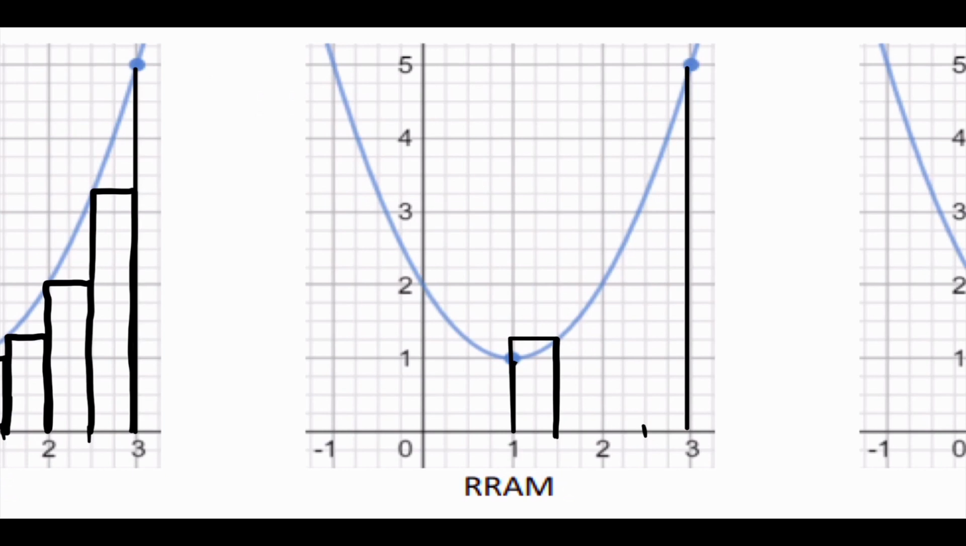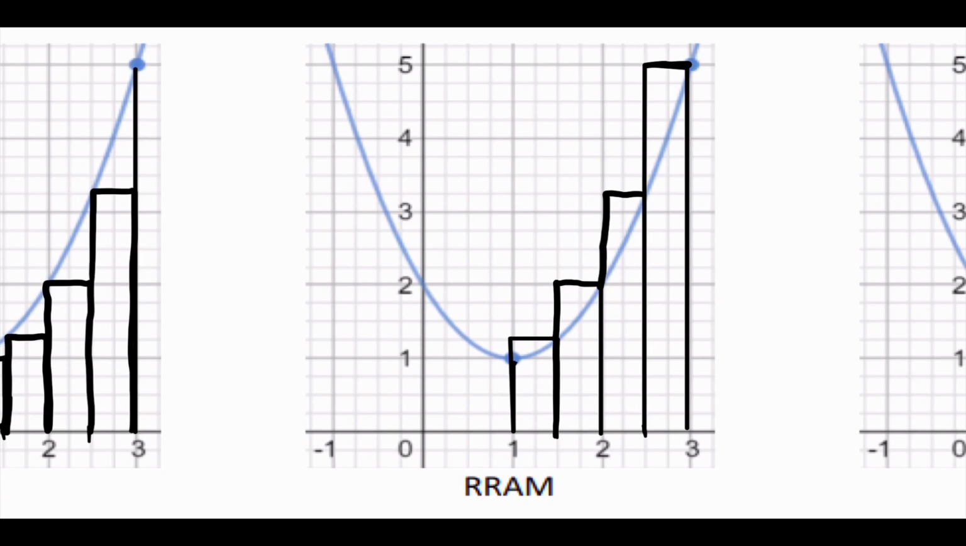Go to 2. Go up, touch the blue, stop, go left, go down, make the rectangle. 2.5, same thing. Go up, touch the blue, come over, come down. Last one, 3, go up until you touch the blue, come over, come down. You just started in a different spot. On one, you start on the left side. On one, you start on the right side.